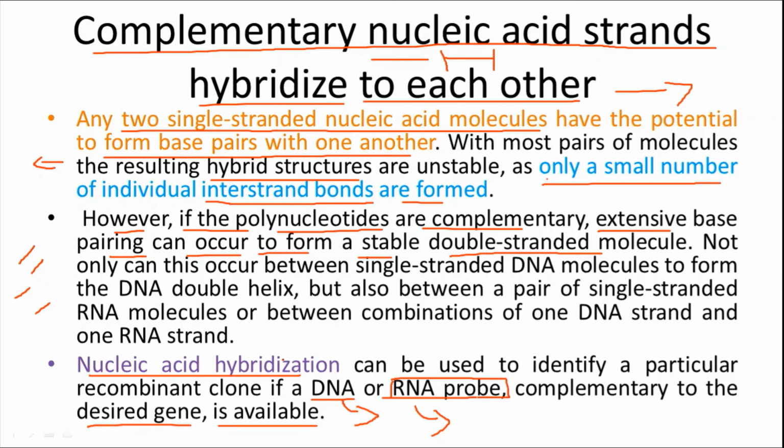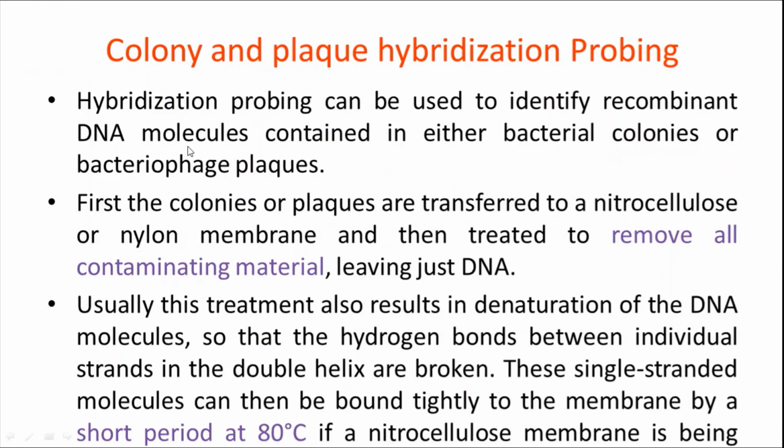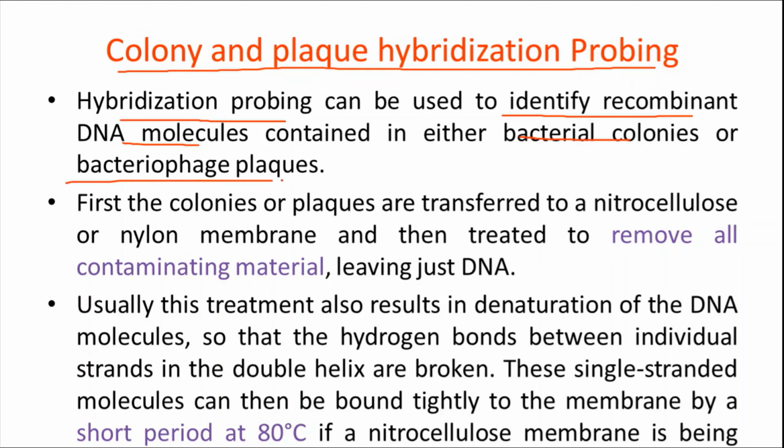Colony hybridization follows the same procedure I am describing here. Once again, in hybridization probing we add a probe and hybridize it to the DNA. It is called the hybridization probing method, for identification of recombinant DNA molecules in either bacterial or bacteriophage mediated gene cloning. That's why we call it plaque or colony hybridization. First, we take the colonies or plaques.